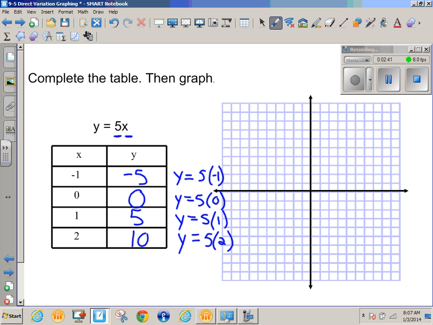Oh, I also noticed that these numbers are consecutive. My x's are consecutive, so I should also expect to be counting by the same number. That's what we mean by proportional.